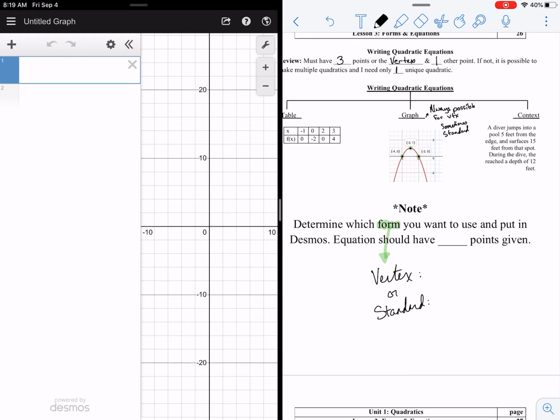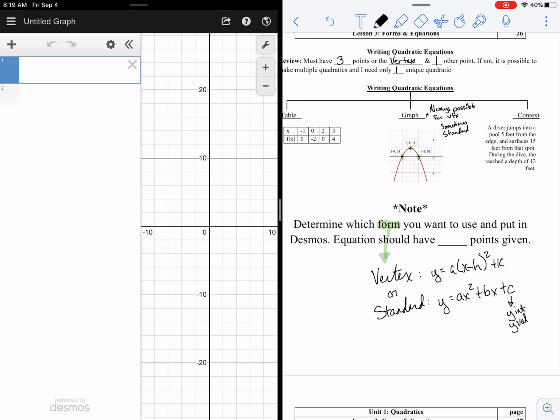Just a quick recap. Vertex form is y equals a(x minus h) squared plus k. Standard form is y equals ax squared plus bx plus c, where c is your y-intercept, or the y value of your y-intercept.